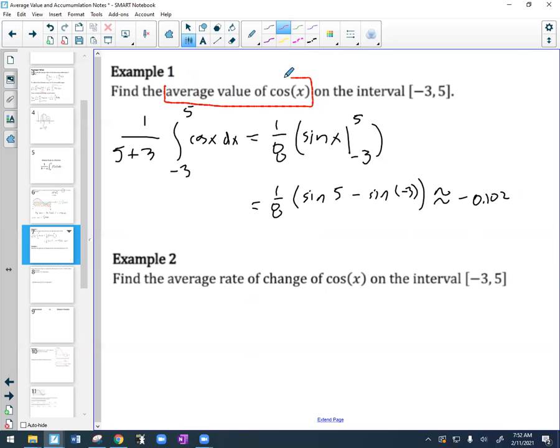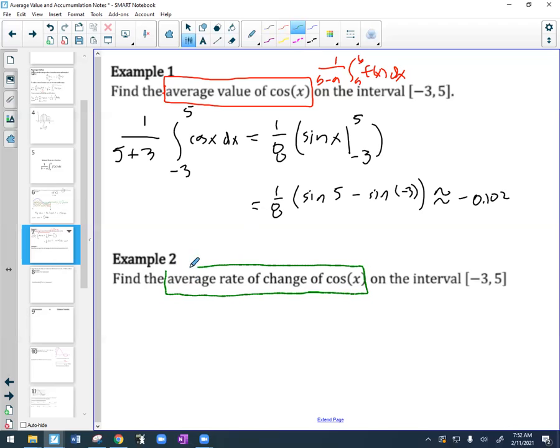Average value of cosine x means you use this formula that we just learned. Average rate of change is an average rate of change. This is like a slope. This is always going to be f of b minus f of a over b minus a. We've actually seen this many times before. But I cannot overestimate how important it is to know the difference between the two things, because they're getting at totally different answers when you do these things.